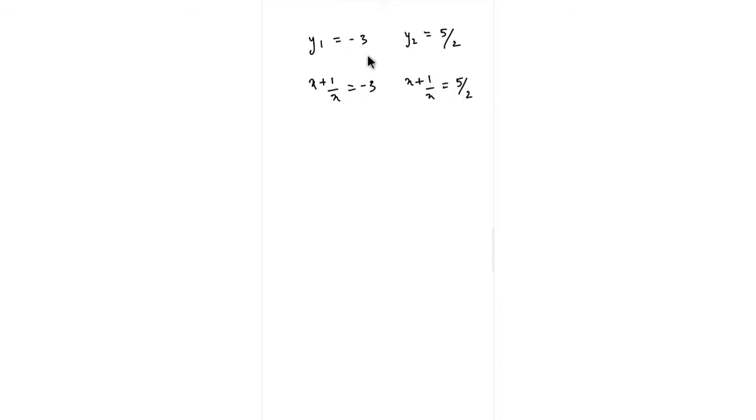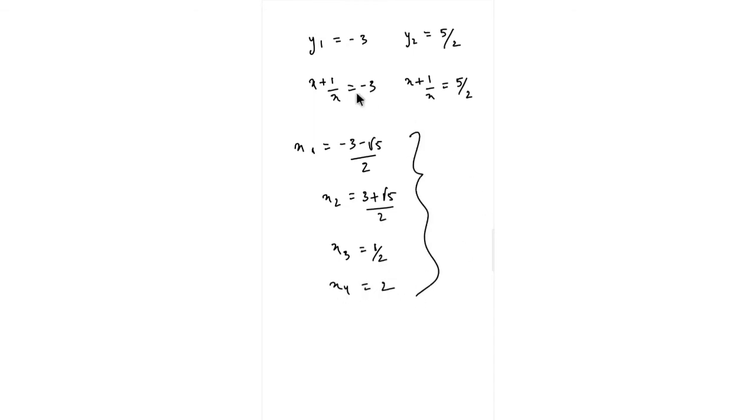When you solve for them, we get x1 to be minus 3 minus root 5 by 2, and the other value x2 is minus 3 plus root 5 by 2, and x3 is 1 by 2, and x4 is 2. So totally 4 values, because when you solve this you get a quadratic with some values of x, and when you solve the other you get another quadratic with some values of x, totally 4 values of x. So that's the reason we have got 4.